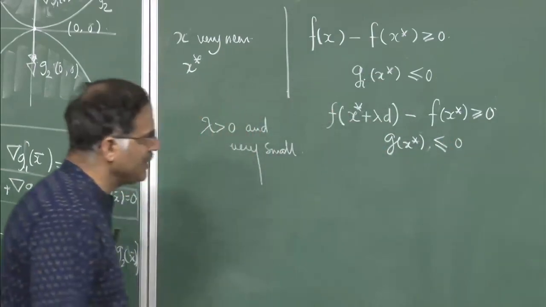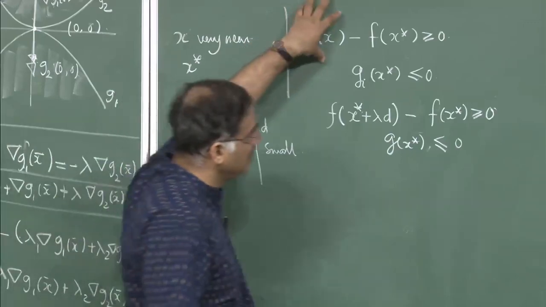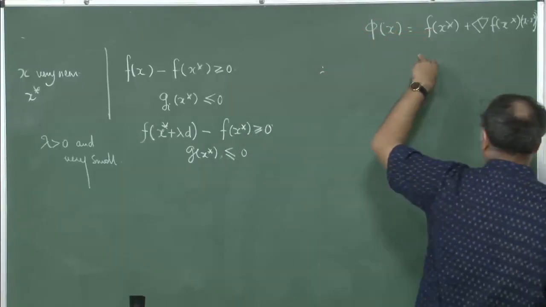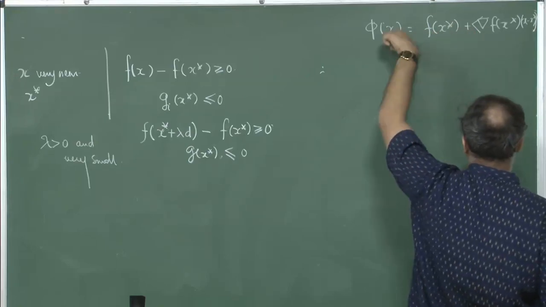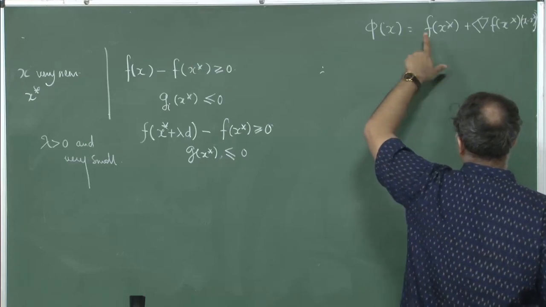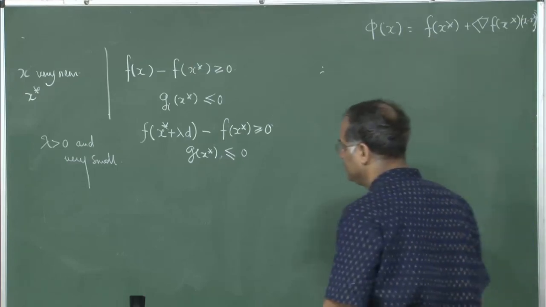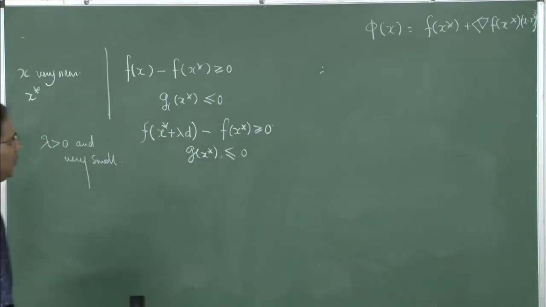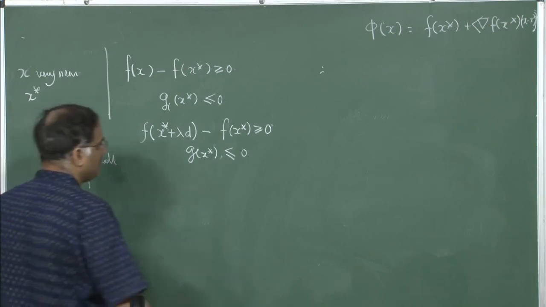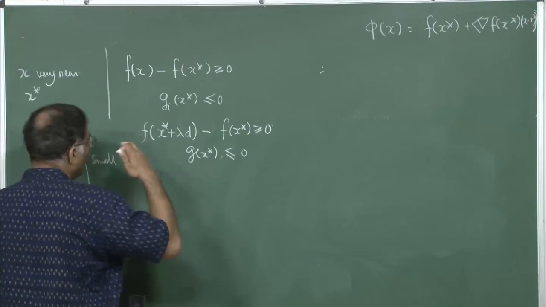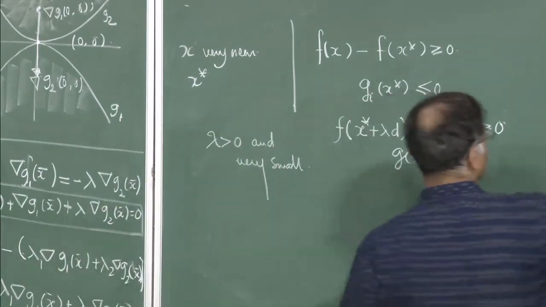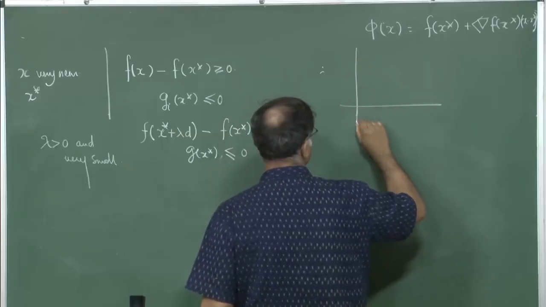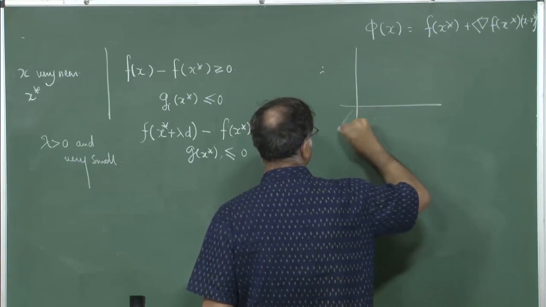Now, I want to replace f(x) here, because x is very near x star, we can replace the function by its linear approximation. That is the first order approximation of f around x star. Basically, you write the Taylor expansion and ignore the remainder term, that is the idea. That is the model. So, you are replacing the original function, which could be nonlinear, by a linear function. For example, sin x is replaced by x.